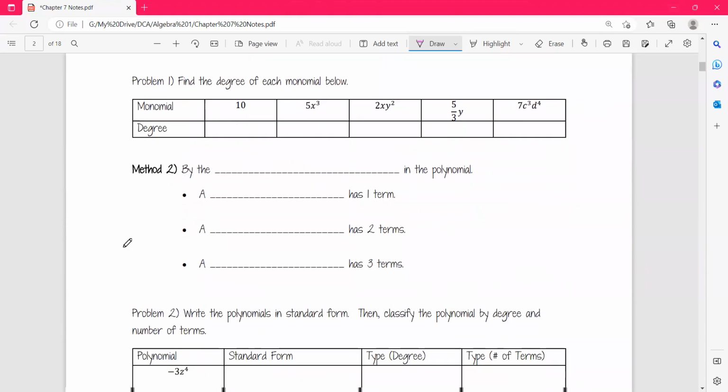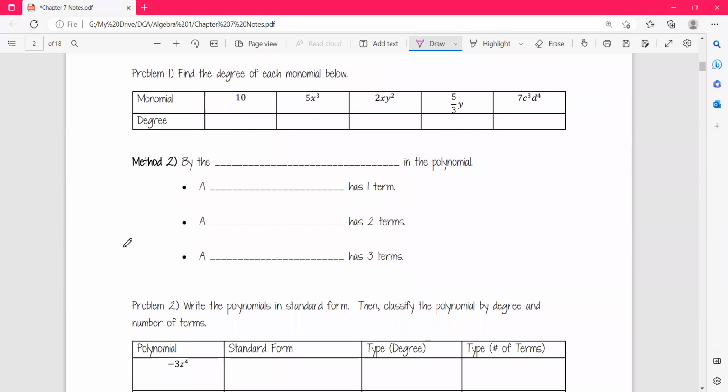Problem 1. Find the degree of each monomial below. So monomial means it's just a polynomial with one term. Monomial, that prefix means one. Okay, so monomial 10. Notice there isn't a variable, so there's no exponent, so the degree is 0.